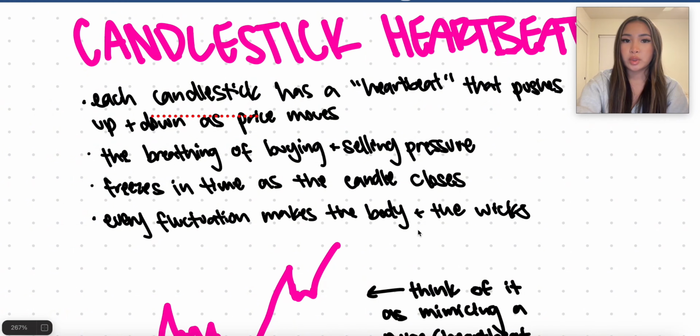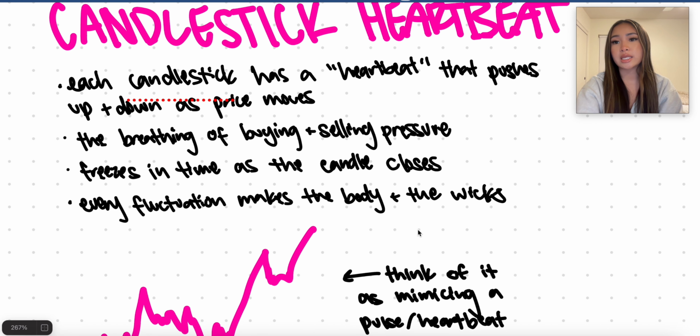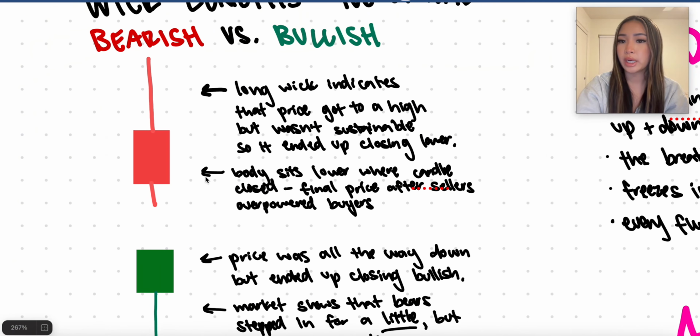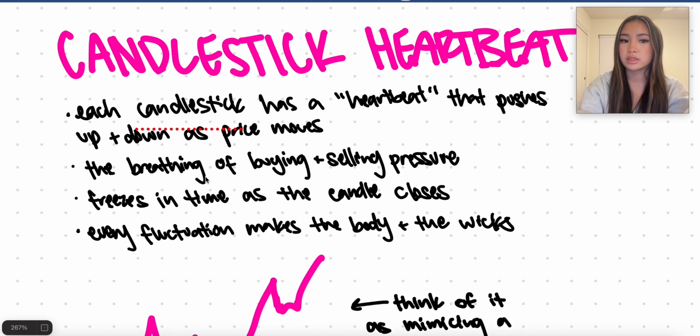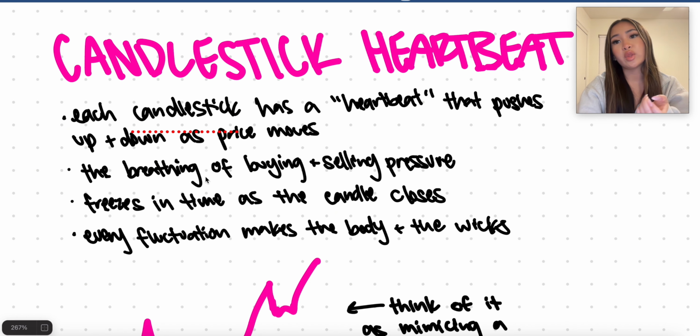All right, and then I do want to go over candlestick heartbeat. This is just important to note, kind of like the main takeaway of why we use candlesticks and why we read them. But basically, each candlestick has this heartbeat and that pushes up and down as price moves. It is like the pulse and the breathing of selling and buying pressure, and it does freeze in time as the candle closes. So like I said, the candlestick represents the price opening and the price closing, and a candlestick shows that price closed, right? So it's every fluctuation of the market, and that makes the body and the wicks of the candle.